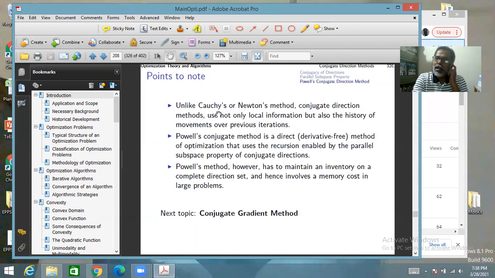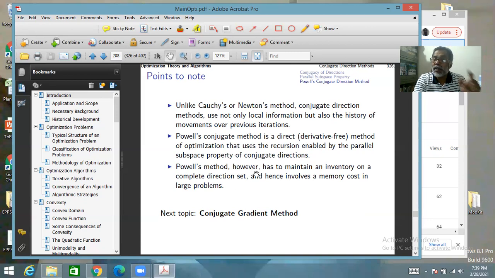Now, in summary, we can make note of these points. Conjugate direction methods, unlike steepest descent or Newton method, use the history of development, history of movements, rather than only the local information. And Powell's conjugate direction method in particular is a direct method, a derivative-free method, which uses the parallel subspace property. There are other conjugate direction methods which we will study in the next lecture, which use gradient. Powell's method does not.